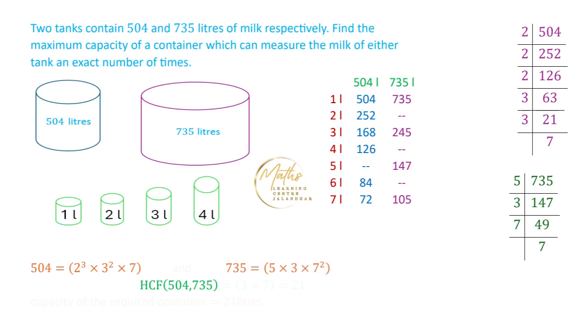So the HCF of these two numbers: the common factors we have are 3 and 7, and the lowest power we have is 1 for both these numbers. So the HCF is 21. It means that the 21 liter container can measure the milk in the 504 liter container and in the 735 liter container an exact number of times, and this is the largest such number. So the capacity of the required container is 21 liters.